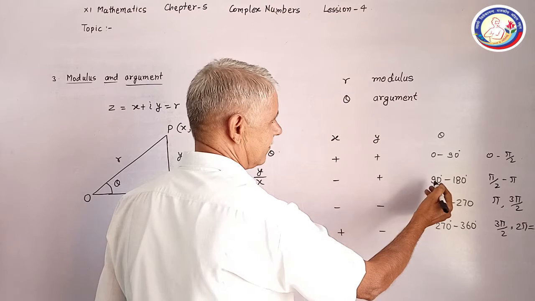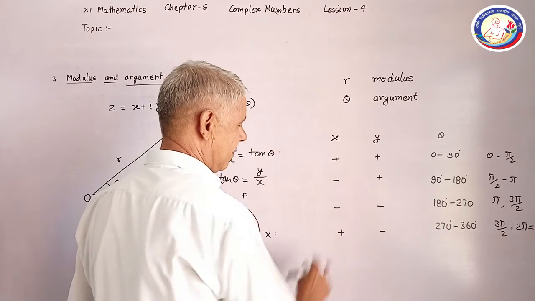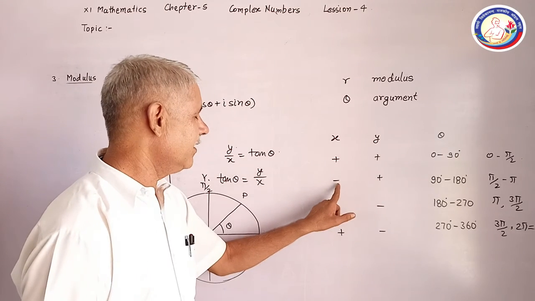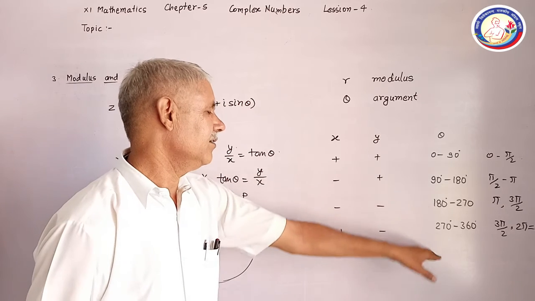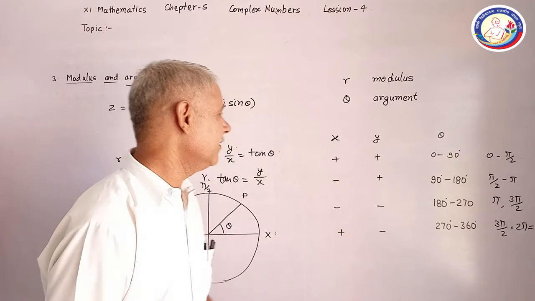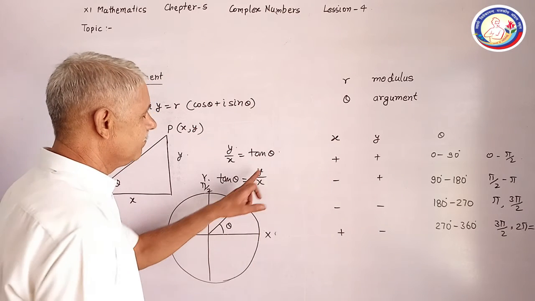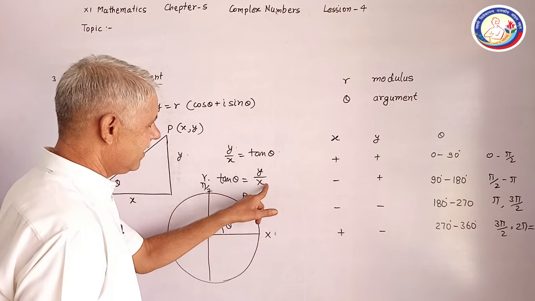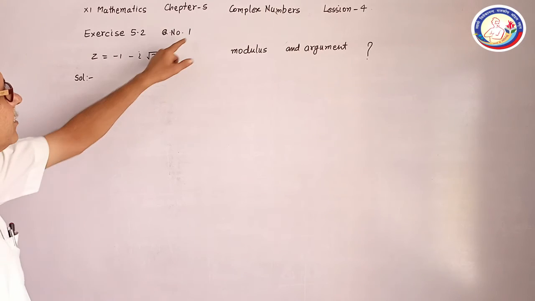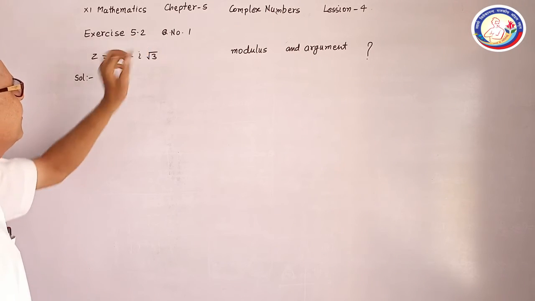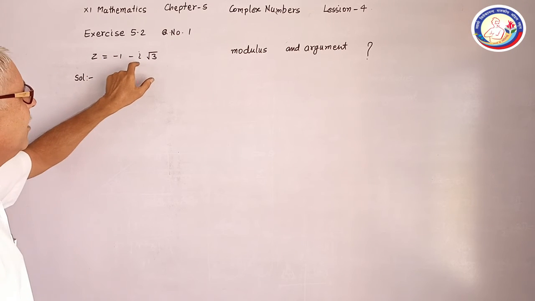More than 90 and up to 180, less than 180, x will be negative and y will be positive. Again, this condition I have explained earlier. So what will we do? We will take the signs of y and x into consideration before determining the angle. Question number 1 from our exercise 5.2. Find the modulus of this complex number z equals minus 1 minus iota root 3.